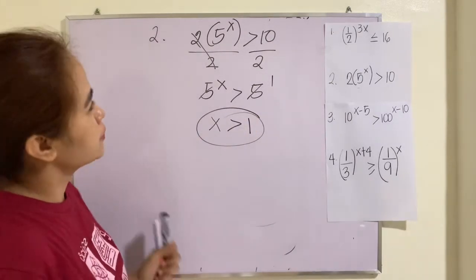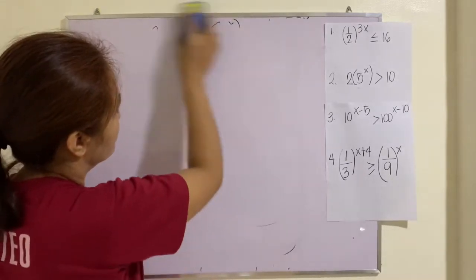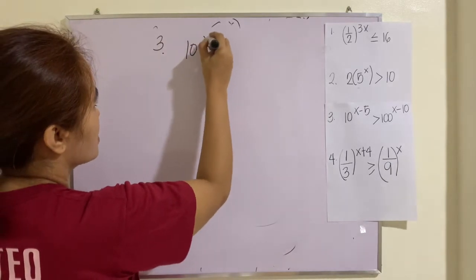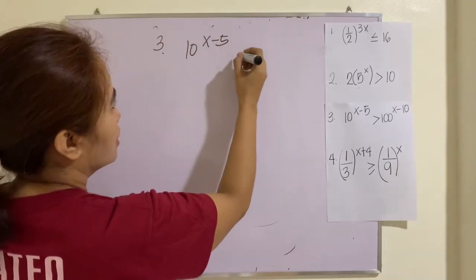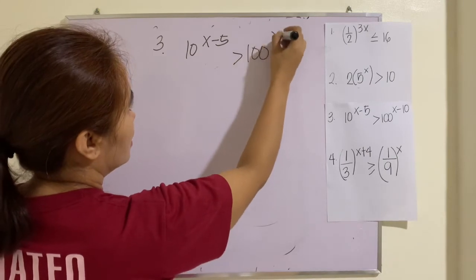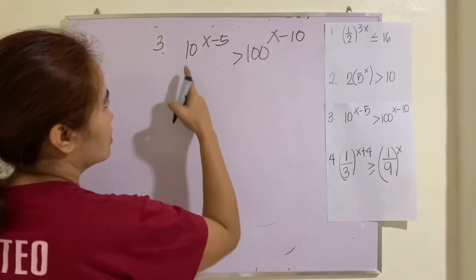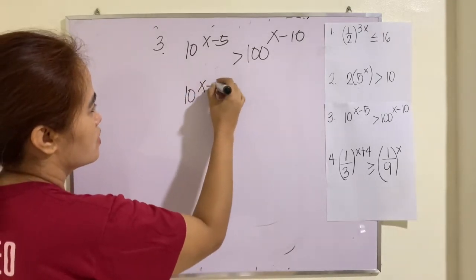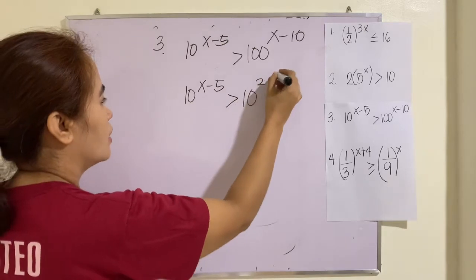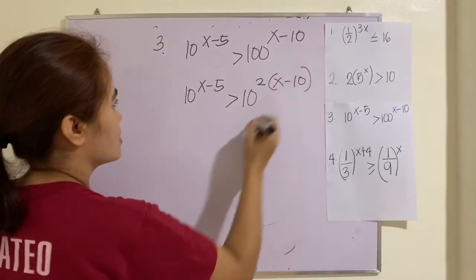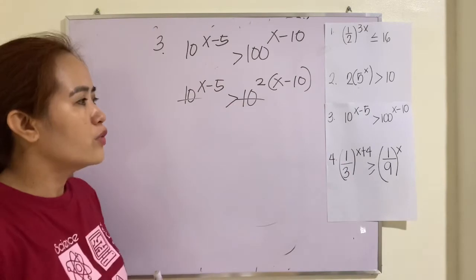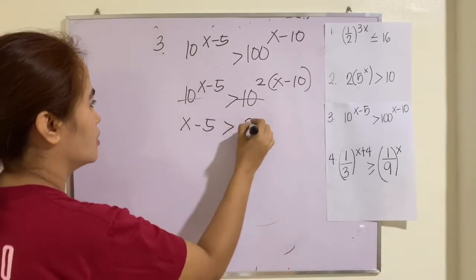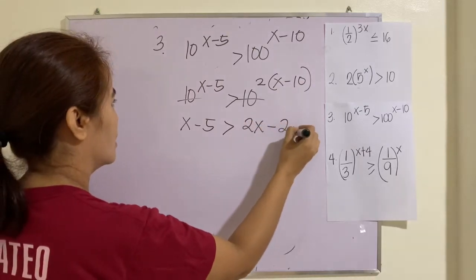Number 3, we have 10 raised to x minus 5 is greater than 100 raised to x minus 10. So this one is base 10. I can write this as base 10. So this is x minus 5. 10 squared is 100. I will multiply it by x minus 10. So I can now form the exponential inequality again. x minus 5 is greater than 2x minus 10.